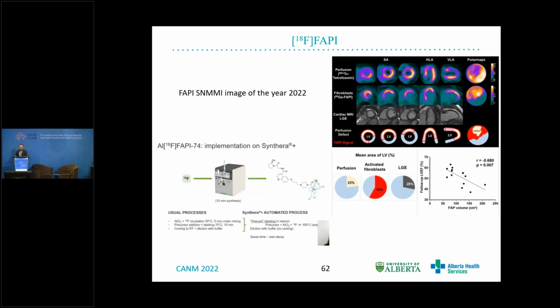And then I just want to put this up here, as FAPI was the SNMMI Image of the Year in 2022. So this is actually one of those aluminum fluoride complex chemistries.